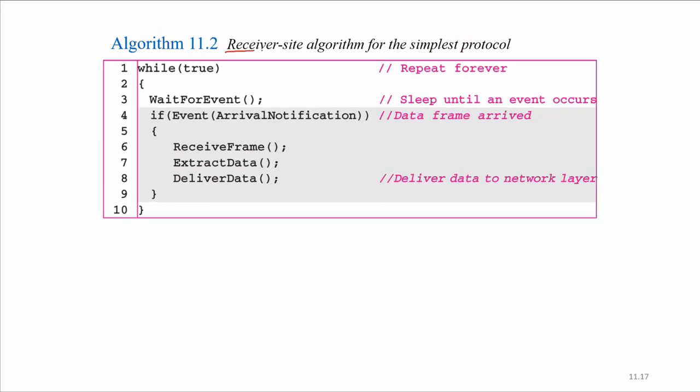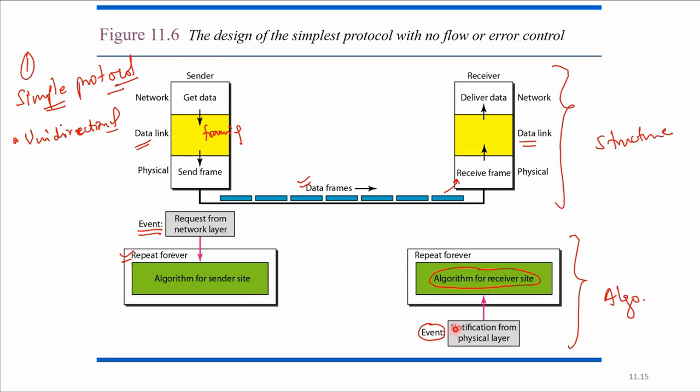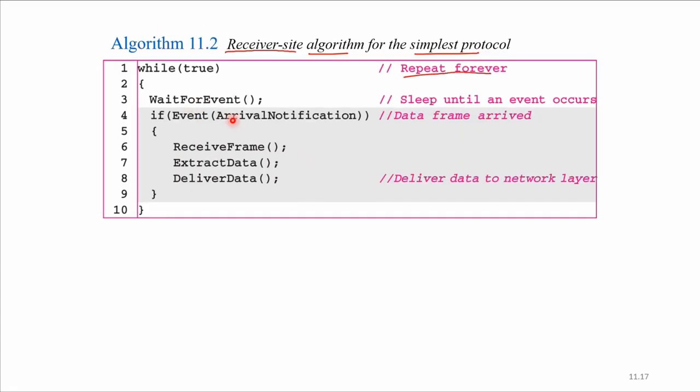Next, what is the algorithm for the simple protocol at the receiver side? At the receiver side again, it will repeat forever. Whatever the process is, it will be repeated forever, and there is a while true, which means it is always true. Inside that, again, it will be waiting for an event. Here the event is a notification from the physical layer. If the event from the physical layer is there, meaning an arrival notification, then it will receive the frame, extract the data, and deliver the data to the network layer. So this is the basic idea of the simple protocol that we have seen previously.